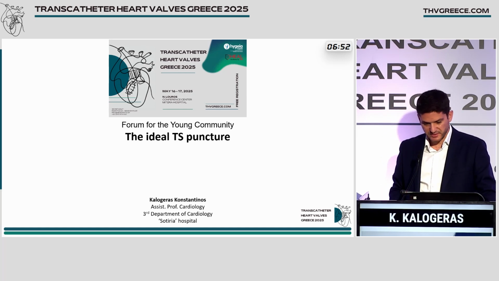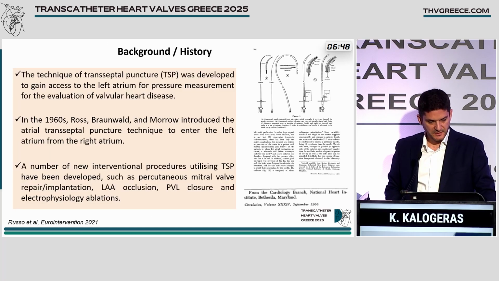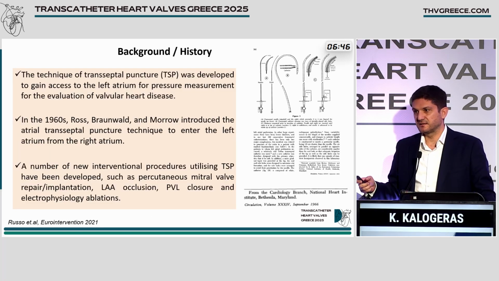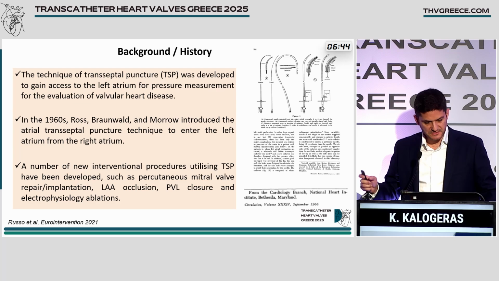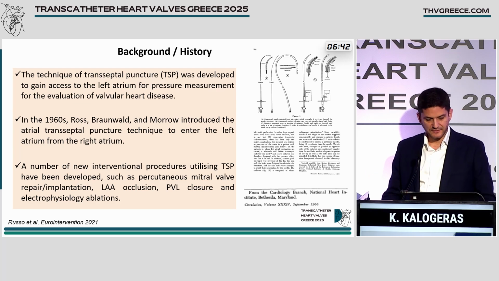So in the next few minutes, we are going to say a few things about the transseptal puncture, which is actually a technique introduced back in the 1960s as a method to enter the left atrium from the right atrium in order to measure pressures and evaluate valvular heart diseases. However, nowadays we are conducting this procedure more and more often because of the new, mainly structural procedures.